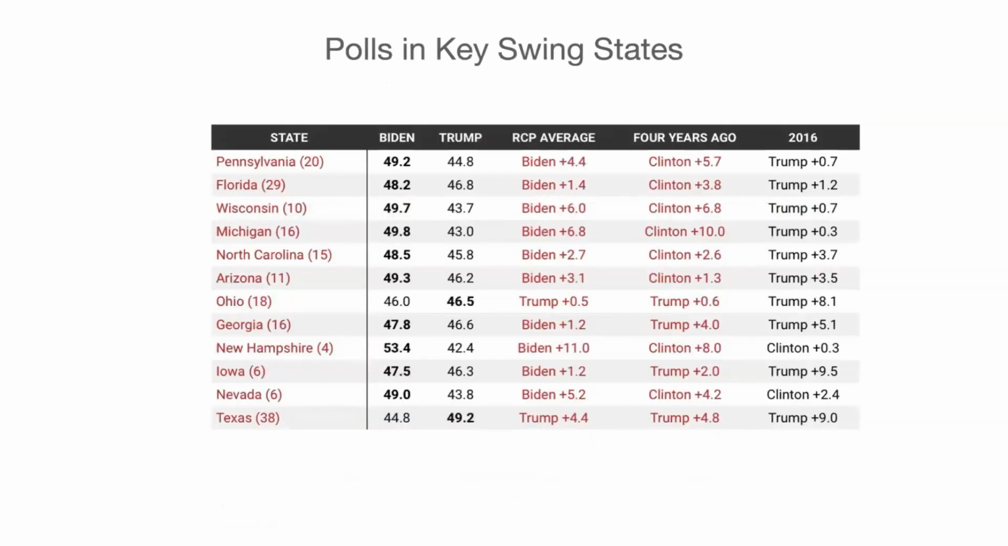But what you should focus on as a trader during election night is basically to listen for the states that are being called. So the most important states are the key swing states on this slide. You can see them there: Pennsylvania, Florida, Wisconsin, Michigan, North Carolina, Arizona, Ohio, Georgia, New Hampshire, Iowa, Nevada, and Texas, which is unlikely to be a swing state, but still pollsters are saying that the race is kind of close to call.